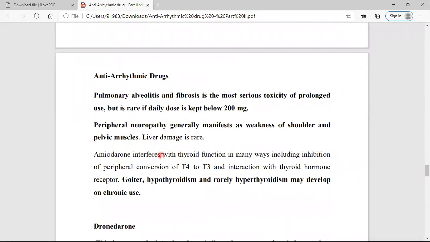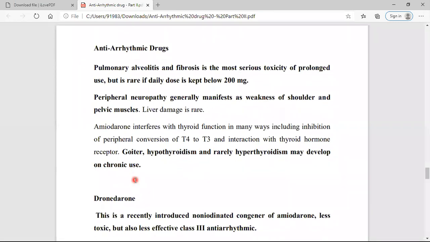Now this amiodarone interferes with the thyroid function and inhibits the peripheral conversion of T4 to T3, and hence it causes goiter, and hypothyroidism is developed. Okay, this is the major side effect of this drug. Amiodarone causes goiter because it is an iodine containing drug, and hence interferes with the thyroid function, and hence it causes this goiter.